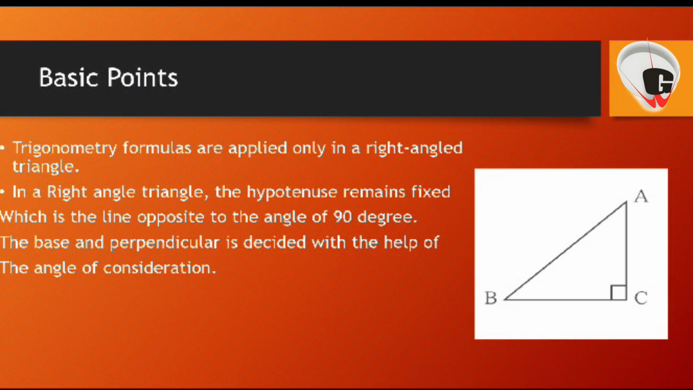Base and perpendicular is decided with the help of the angle of consideration. So for example, if we take the angle of consideration as B, our base will be BC and perpendicular will be AC. But if you take the angle of consideration as A, then base will be AC and perpendicular will be BC. So in any case, hypotenuse always remains fixed, but base and perpendicular keep on changing.